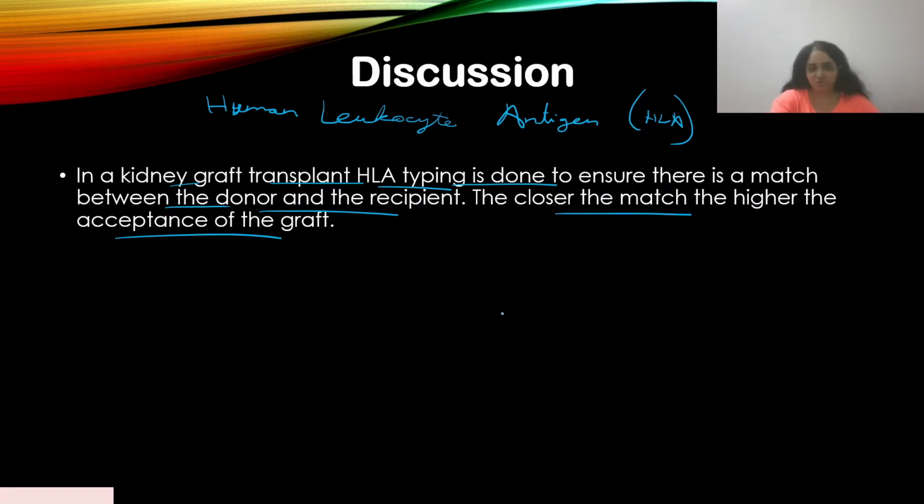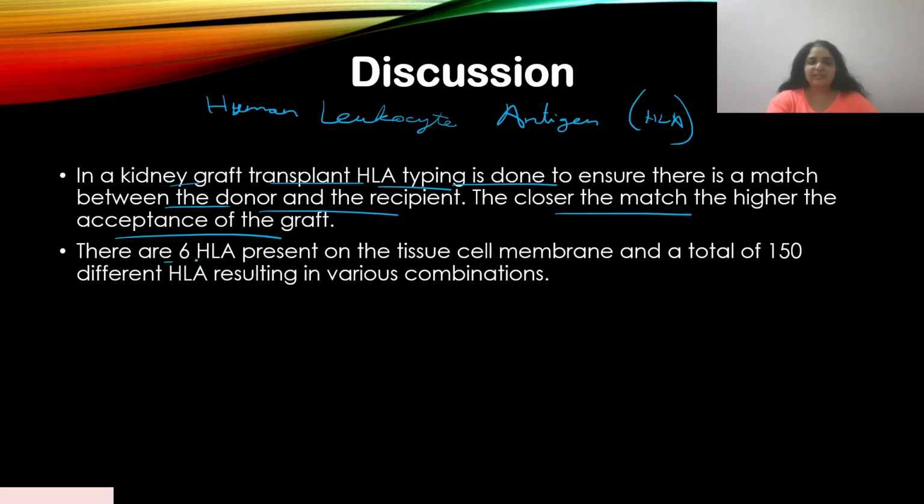Basically there are 6 HLAs present on the tissue cell membrane, and a total of 150 different HLAs resulting in various combinations. So there are 6 on a cell, and there are 150 different types. Just imagine the number of combinations that are there. That is why it's very difficult to find a matching donor and recipient. It is very, very difficult sometimes to find that.